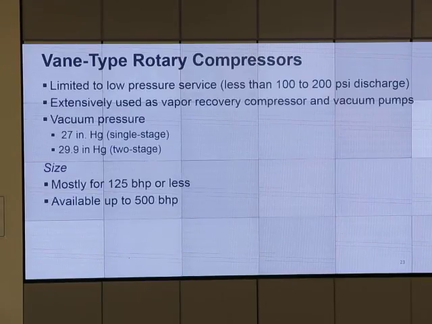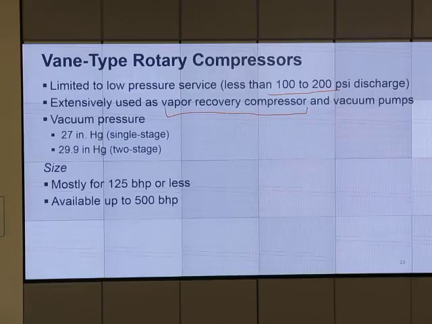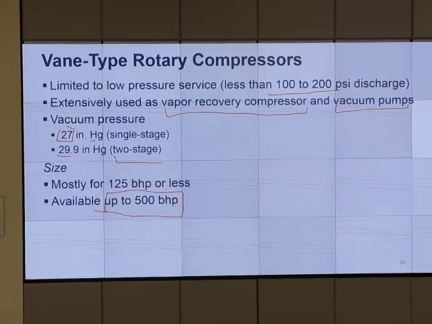The comment on this one is it's limited to low pressure service, less than 100 to 200 psi discharge pressure. We use it in VRU and vacuum pumps. It can do vacuum of 27 inches of mercury, or about 30 inches of mercury in 2 stages. So a vane pump or vane compressor can do vacuum. Memorize it yet? Vane compressor does vacuum. The size can be 125 or less. We have as big as 500 horsepower.